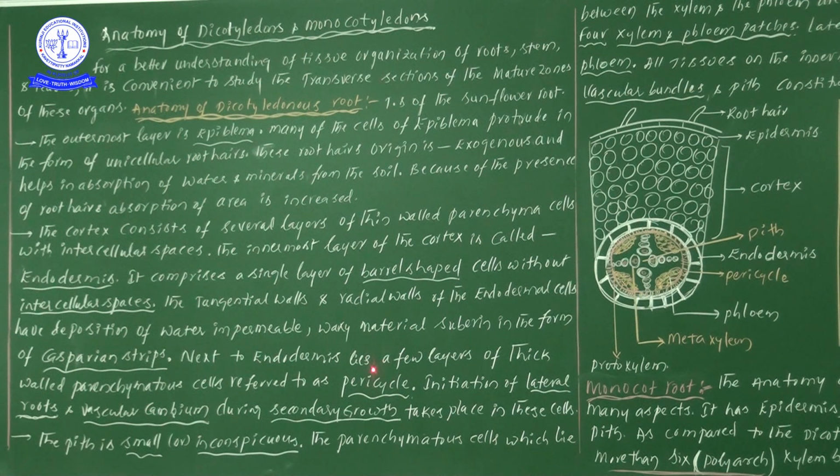Next to the endodermis, a few layers of thick-walled parenchymatous cells are referred to as pericycle, meaning within or inside of the endodermis. So this pericycle information is also important. What is the importance of the pericycle? The pericycle helps in initiation of lateral roots.